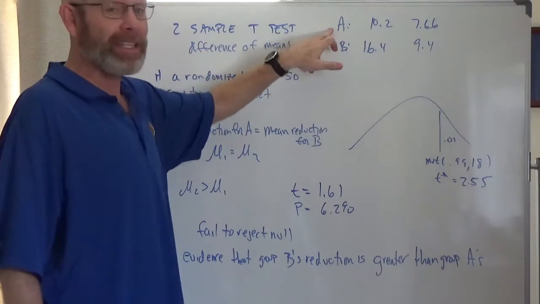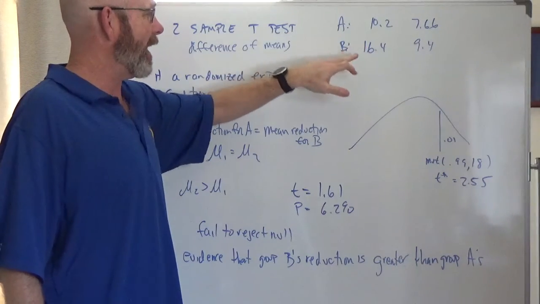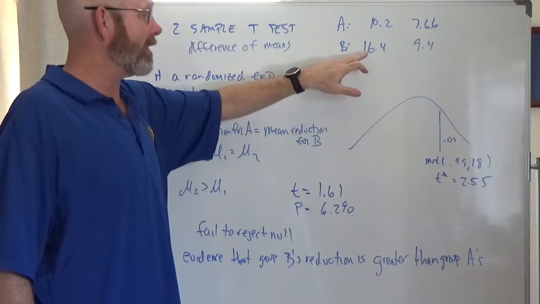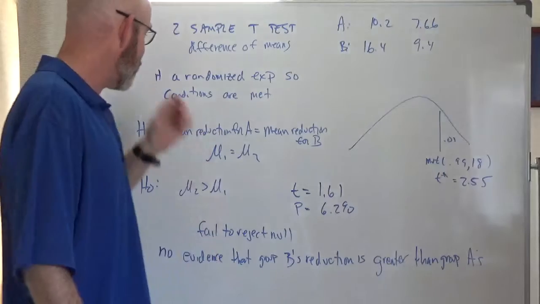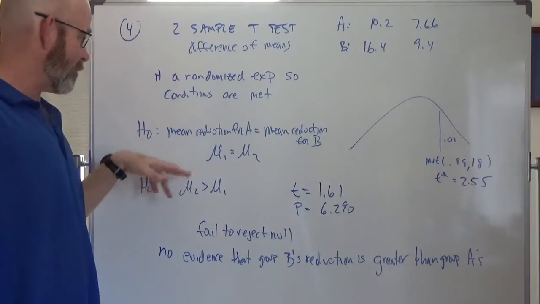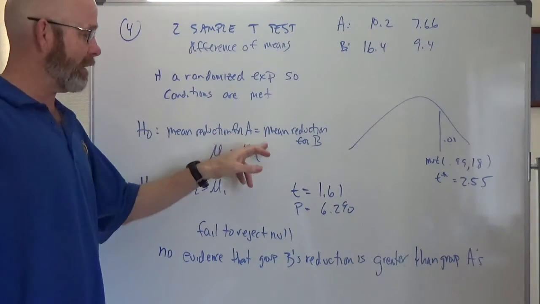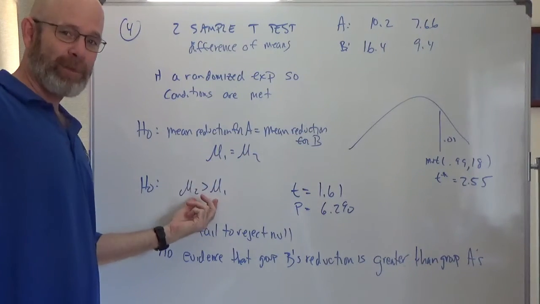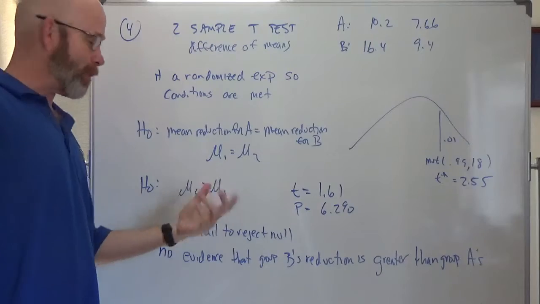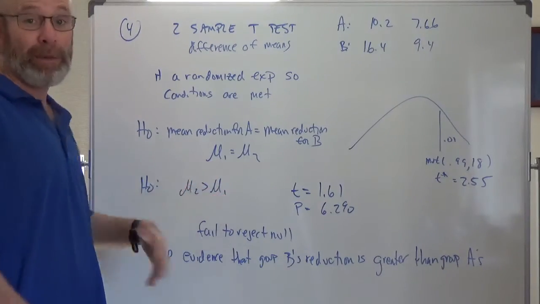We got placebo group A, treatment group B, and we want to see if this one is basically more of a reduction than that one. This was the standard deviations. So my null hypothesis was the mean reduction for group A is equal to the mean reduction for group B, or mean 1 equals mean 2. I apologize, I did this one backwards. I was thinking greater than. Probably should have done mean 1 is less than mean 2, but it means the same thing.